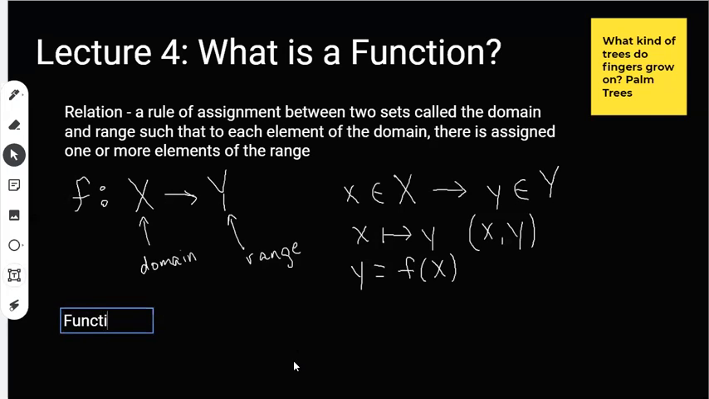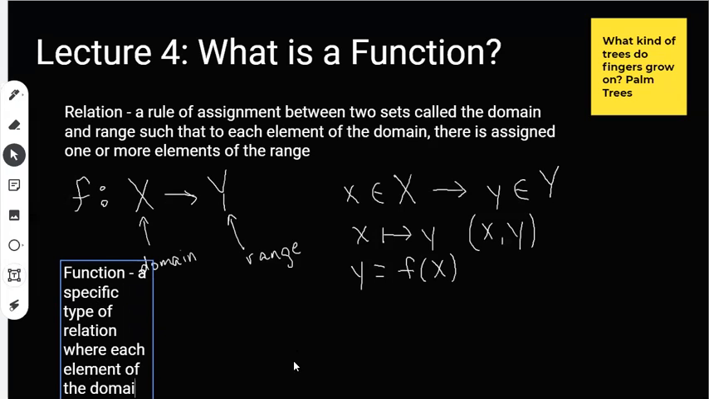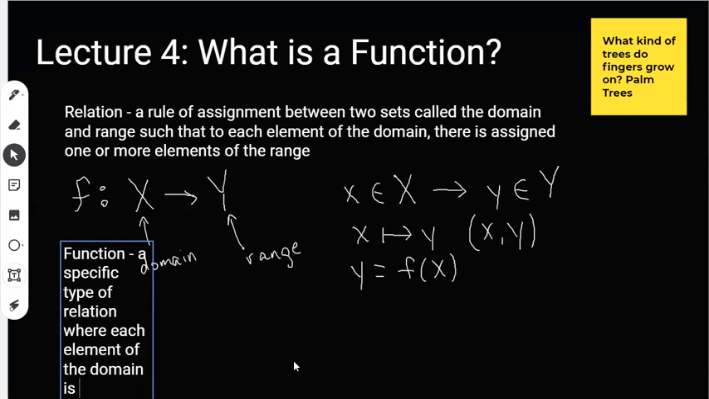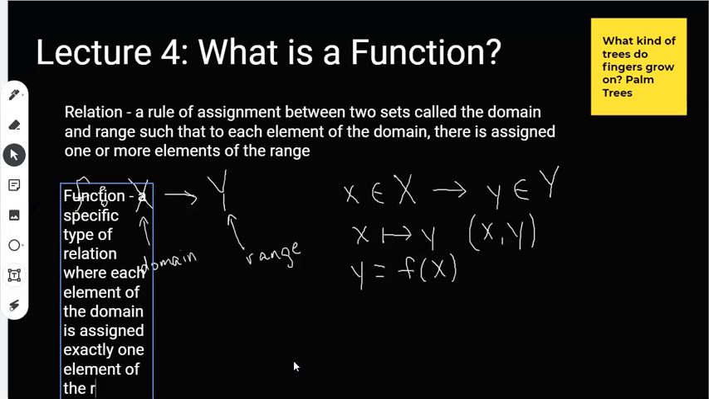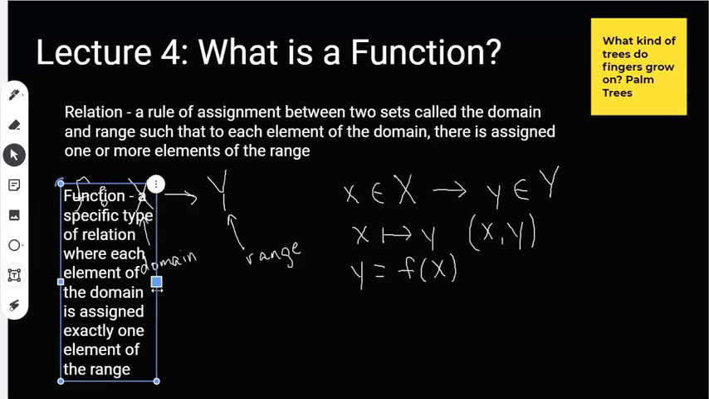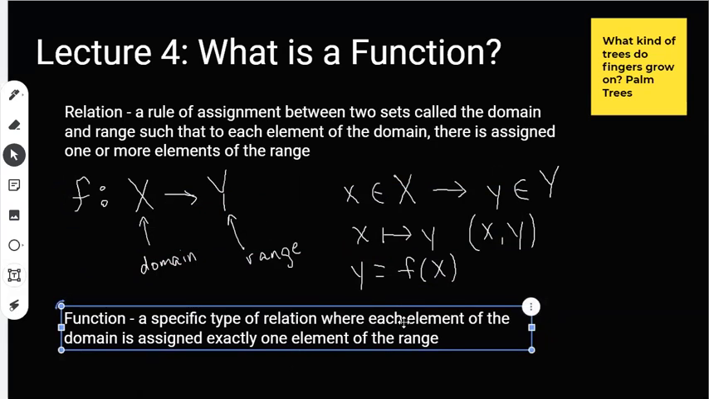Okay, I'm going to define function now. What is a function? A function is a specific type of relation where each element of the domain is assigned exactly one element of the range. So let me bring that down here. A function is a specific type of relation where each element of the domain is assigned to exactly one element of the range.